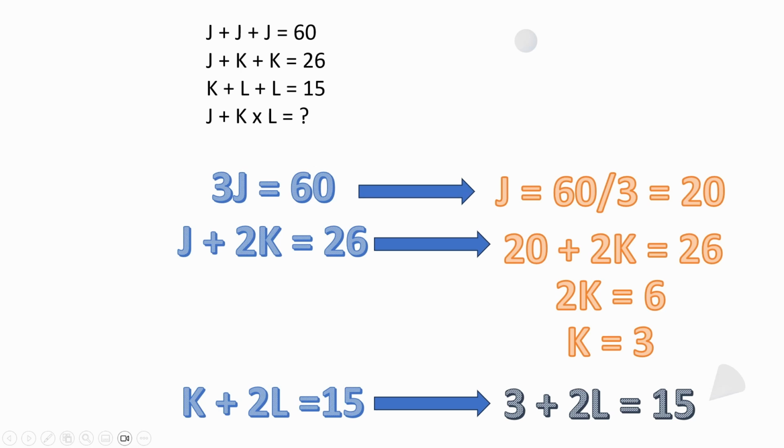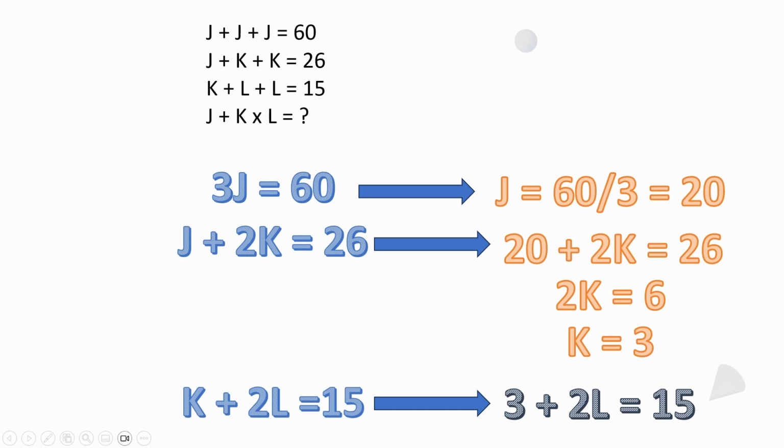This is really a big start, because once I know what j is, I can move down to the second line and try to figure out what k is. And the way you would go about that is, since I know that j is 20, in the second line you have j plus 2k.